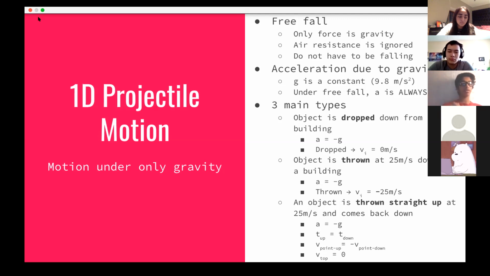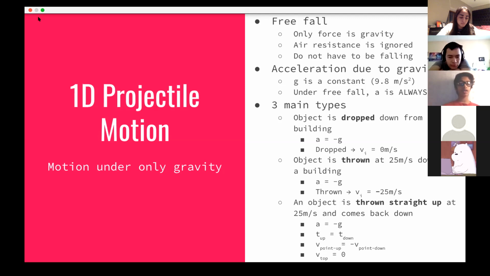We have the force of gravity pulling it down, and the initial velocity is 0. If you throw it down, the only thing that changes is the initial velocity, right? If you throw it, now the initial velocity is, for example, minus 25 meters per second. And as Tanvi just described, we also recently covered the scenario in which an object is thrown straight up and comes down. And you can see in all three scenarios, acceleration is minus 9.8 meters per second squared.